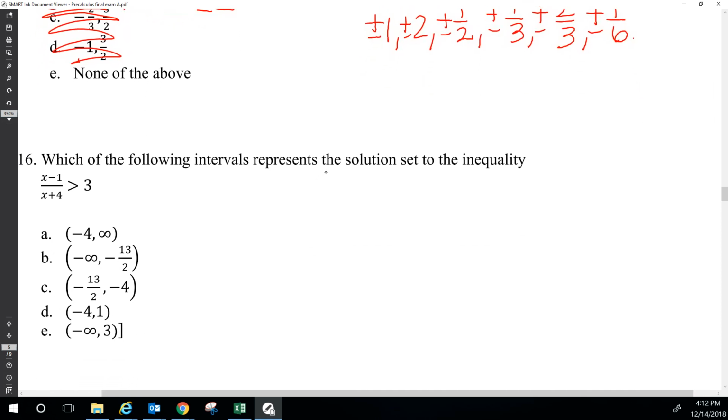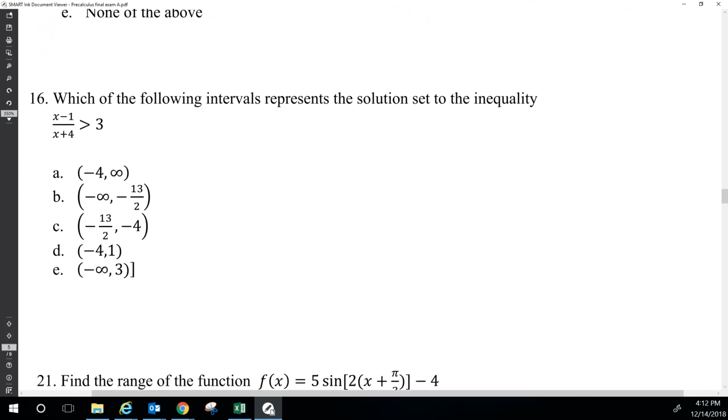All right, for number 16, my child's in here wanting to ask me a question, so I'm going to come back in part 3. We will start off with number 16.